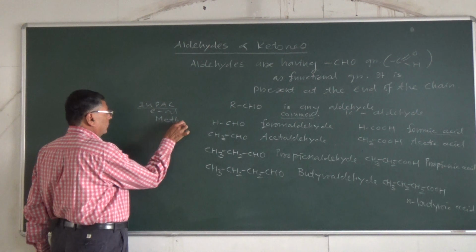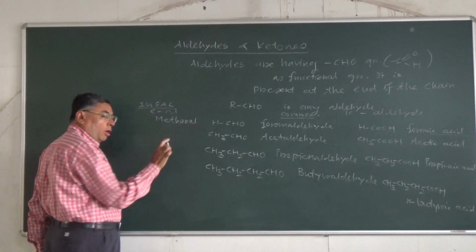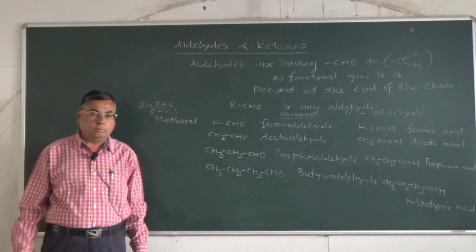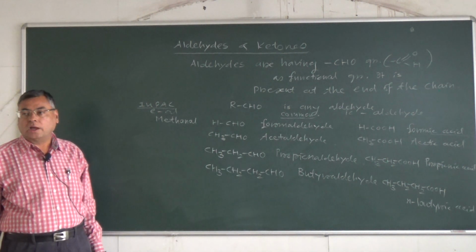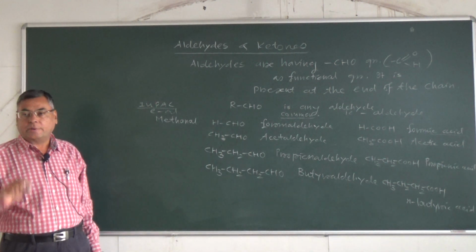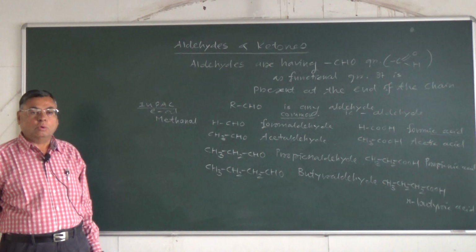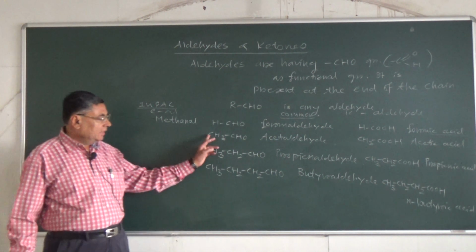Methanol, not methanal. Methanol is alcohol. OL is attached for alcohol, AL is attached for aldehyde. Slight difference is there. OL means alcohol, AL means aldehyde. Select the longest chain of carbon.